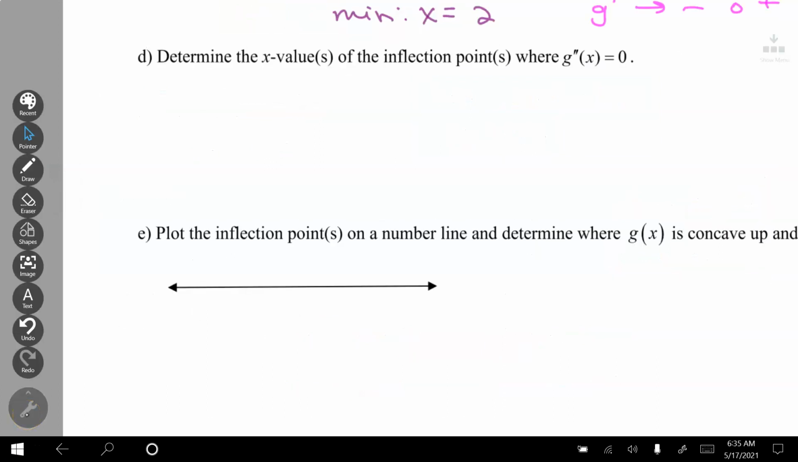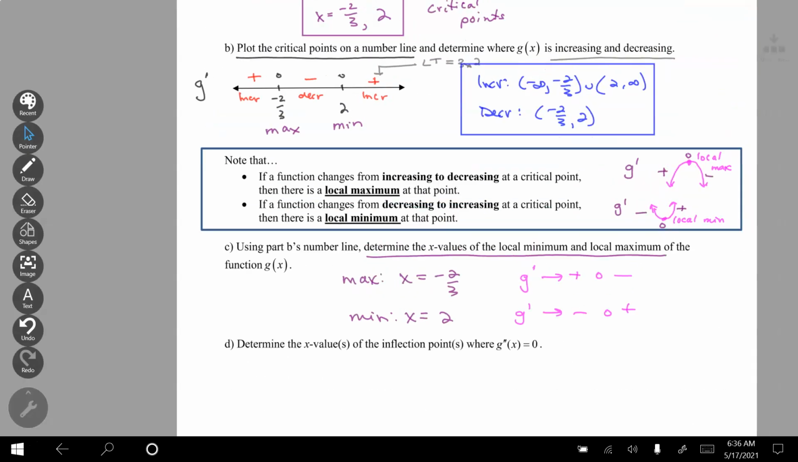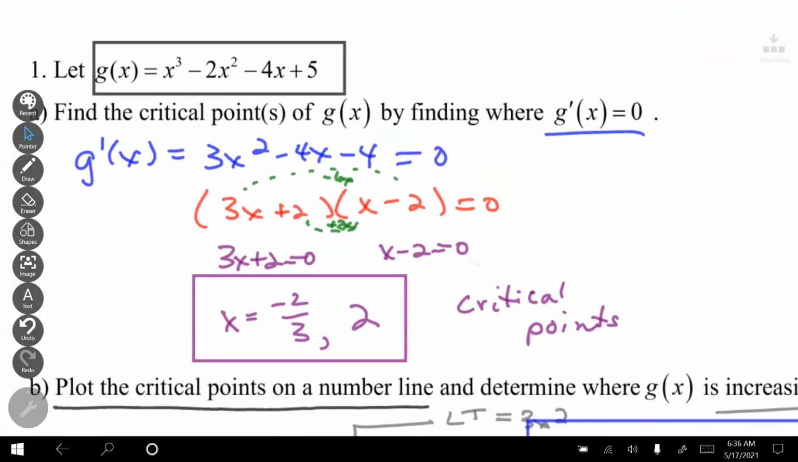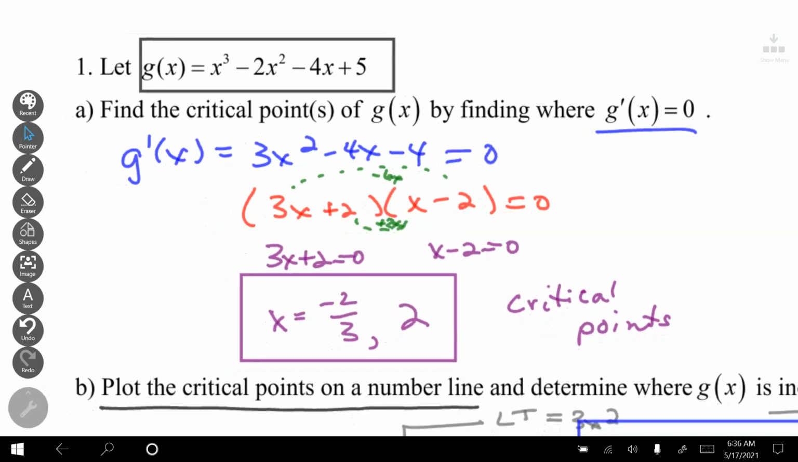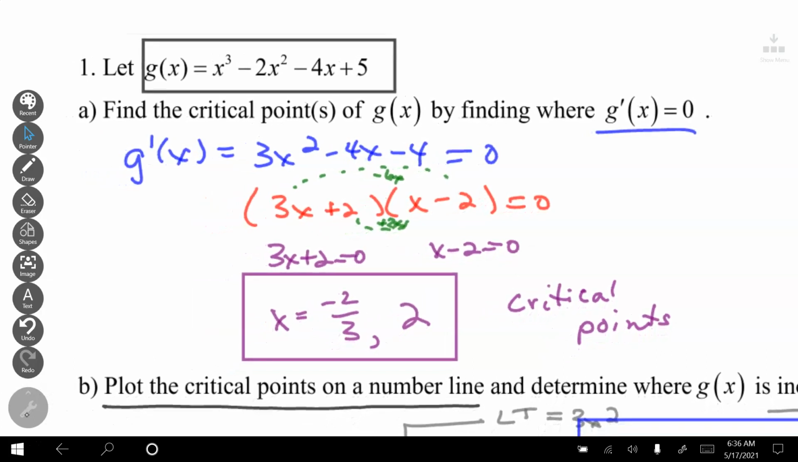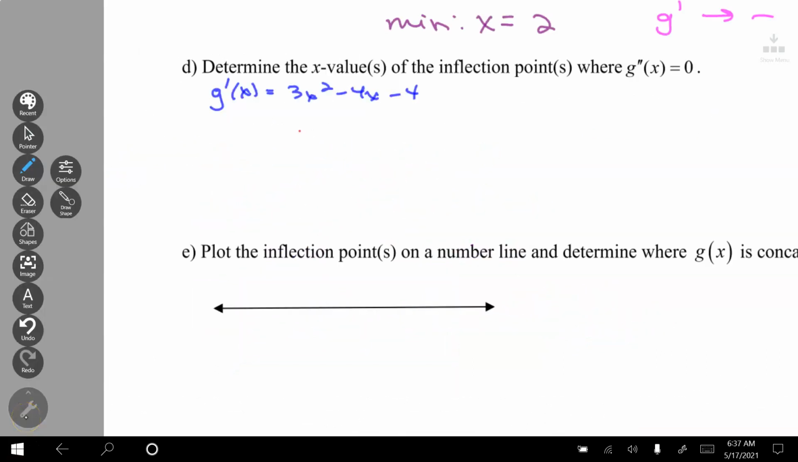Now the second part that I'm going to have to do is figure out concavity, and I have to find the inflection point, so I have to figure out the second derivative. I just have to go back up here and take this first derivative that I have here in blue, and I'm going to copy it down, and I'm going to take a second derivative. So here's that first derivative and the second derivative. Just take another derivative, 6x minus 4.